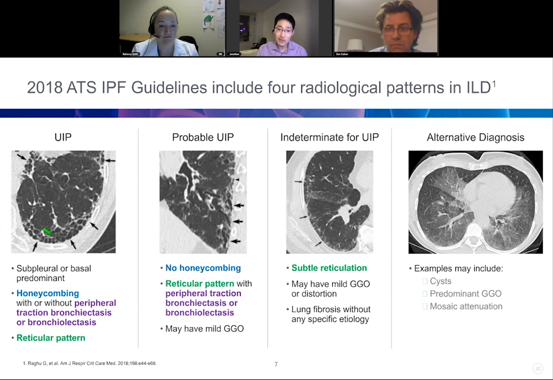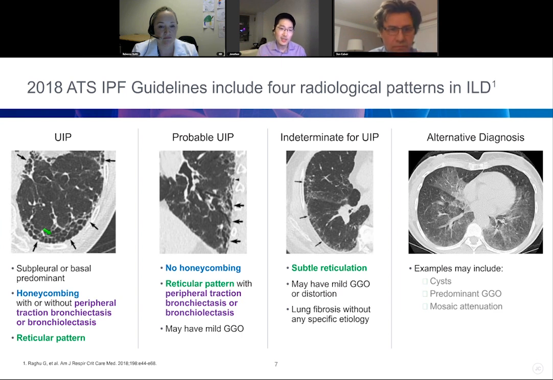Next category is probable UIP. The beauty of probable UIP is, and again, I'm taking some liberties here, but essentially just for takeaway purposes, if you know what UIP is, you know what probable UIP is. It's more or less exactly the same, except there's no subpleural honeycombing. And if you go in with a high pretest probability of IPF, and you have a probable UIP pattern, I think a lot of academic centers and probably a lot of good community centers that see a lot of ILD, they wouldn't biopsy these patients as well.